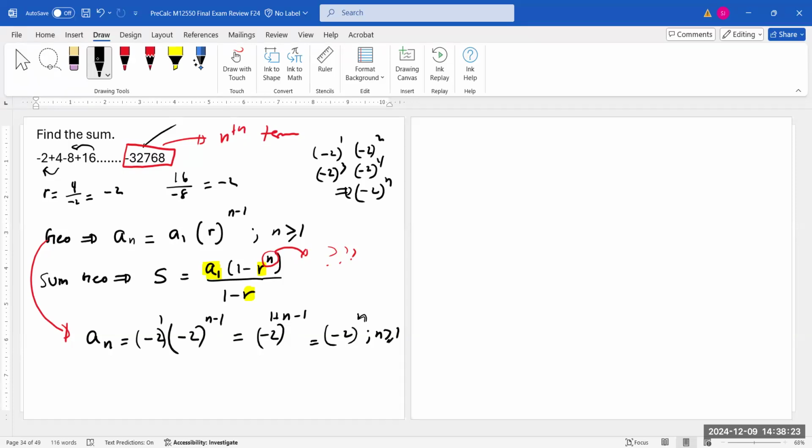Now we want to know which term is the last term. So we set our formula, -2 to the n, equal to the last term, 32768.